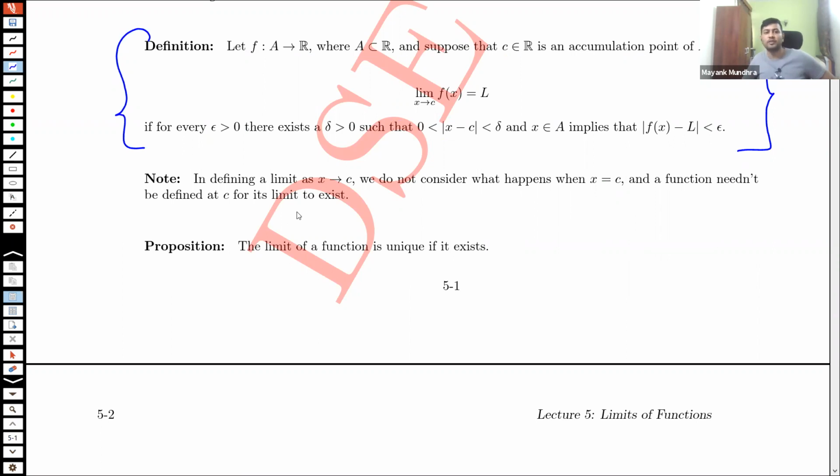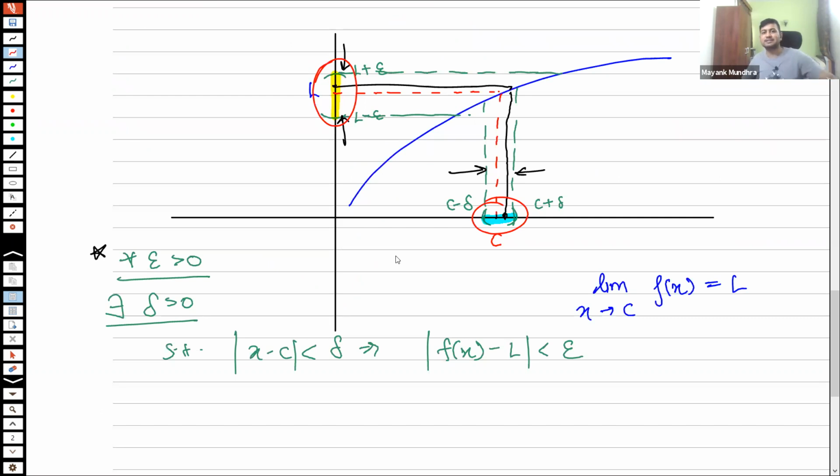That is the aim. Notice that we do not consider what happens at c. What happens at c becomes a thing in continuity, so we'll look at it in the next chapter. Right now, we are not interested in what's happening at c. We are only interested in what's happening around c. Proposition: the limit of a function is unique if it exists. This is easy to see from this particular definition.